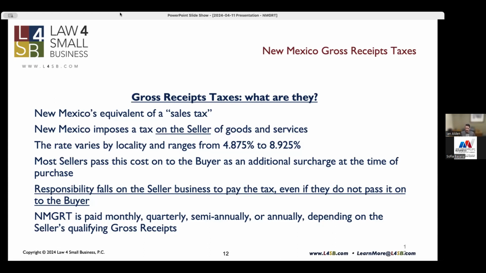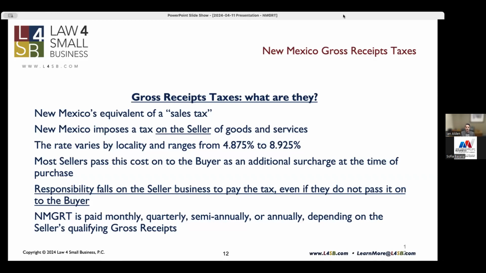But you, the seller, have to typically set aside the money, or if you don't set aside the money, it doesn't matter, you still have to pay the tax. But you set aside and then you report the transactions, you report the income that's subject to the tax, and then you pay the tax to the state. You pay this tax to the state even though there's a locality portion.